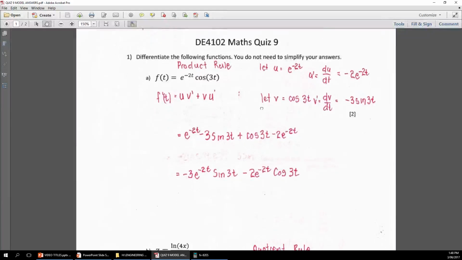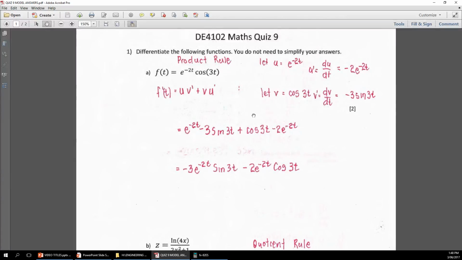Let's start at question 1, the beginning. So let's examine the question. Differentiate the following functions. You do not need to simplify your answers. What we've been finding, we being the maths team, is that a number of people have got the correct answer and then in their attempts to simplify it have got the simplification wrong, and so taken an otherwise good answer and turned it into something not so good. So you don't need to simplify your answers.